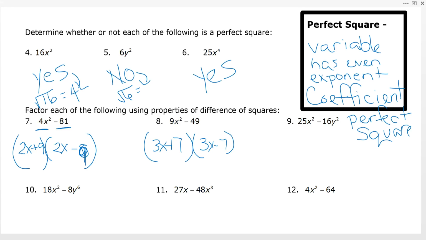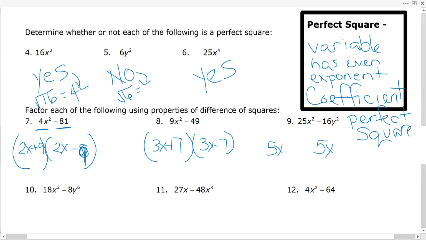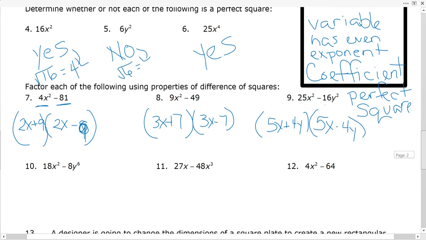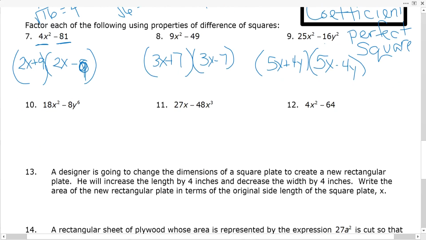So let's look at number 9. Square root of 25x squared is 5x and 5x. Square root of 16y squared is 4y, so I have plus 4y minus 4y. And it's that easy. Don't do this when it's not a perfect square.